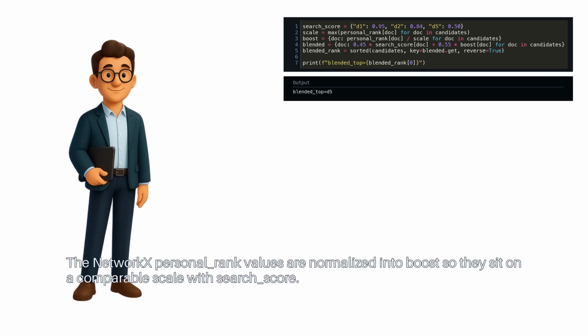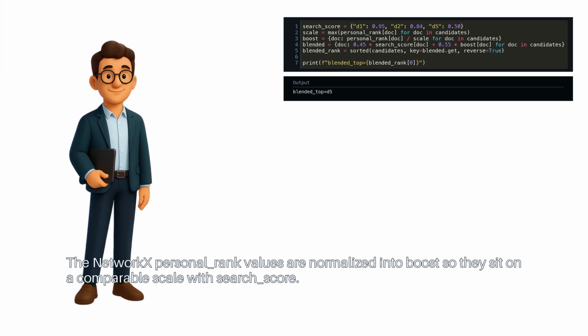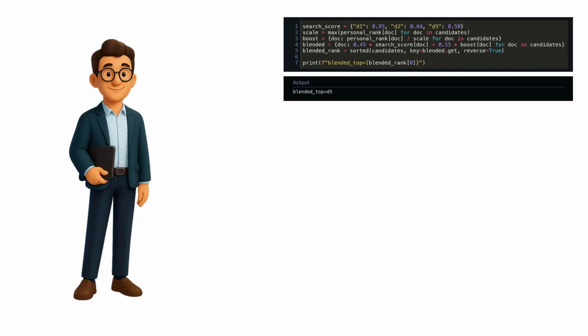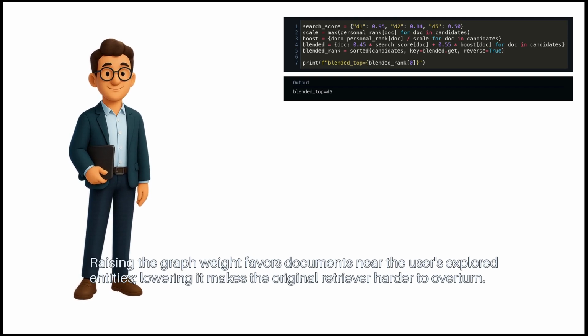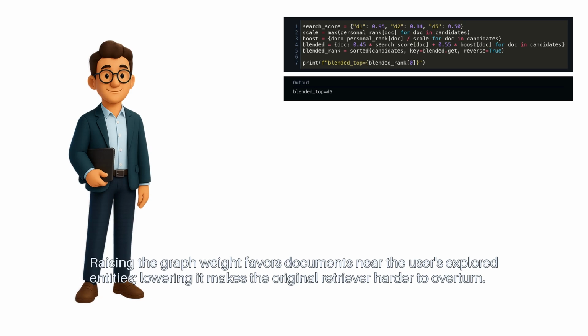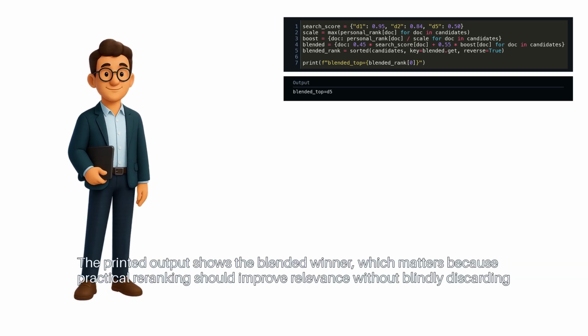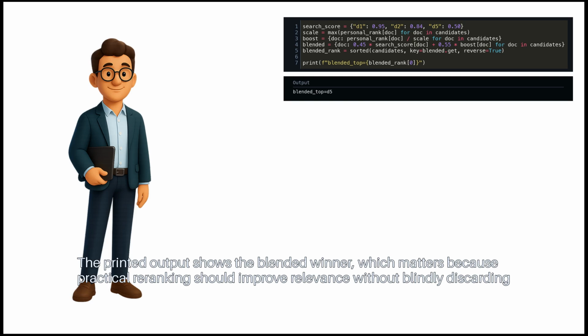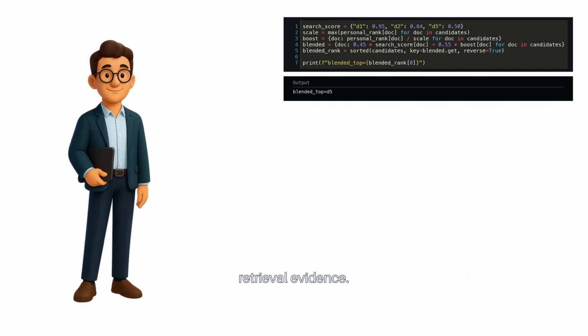The NetworkX personal rank values are normalized into boost, so they sit on a comparable scale with search score. Raising the graph weight favors documents near the user's explored entities. Lowering it makes the original retriever harder to overturn. The printed output shows the blended winner, which matters because practical re-ranking should improve relevance without blindly discarding retrieval evidence.